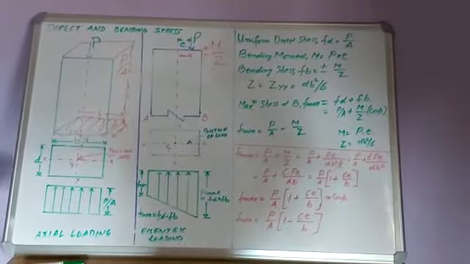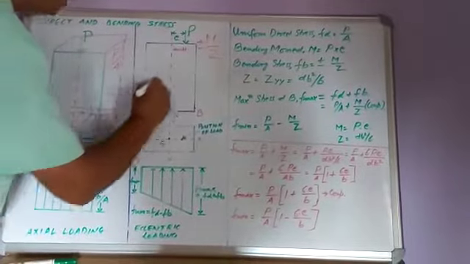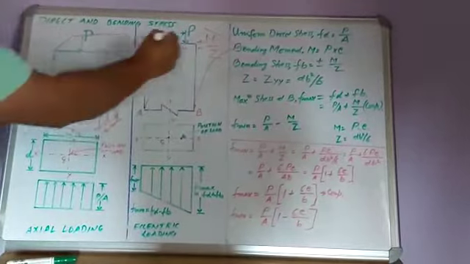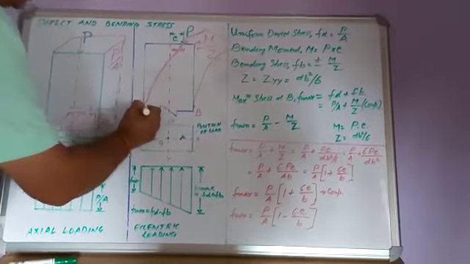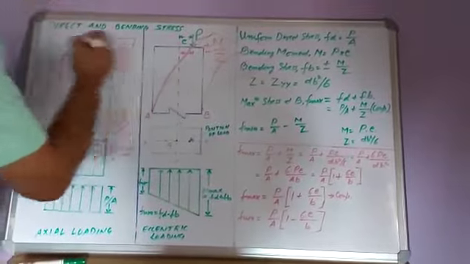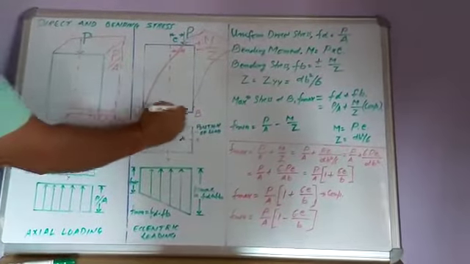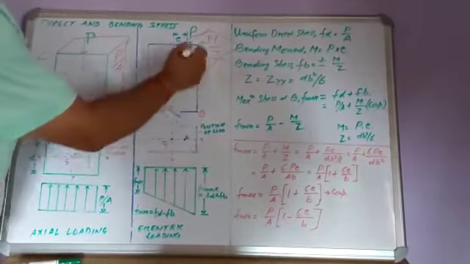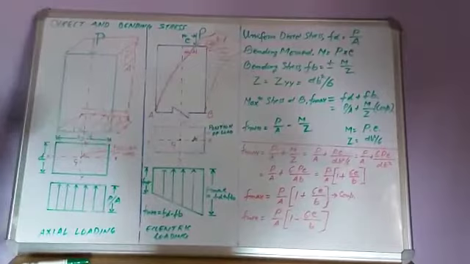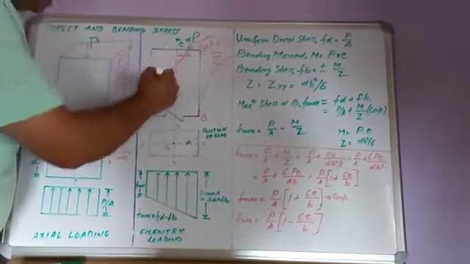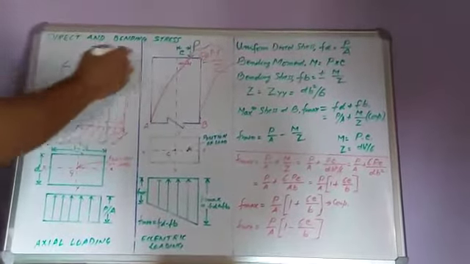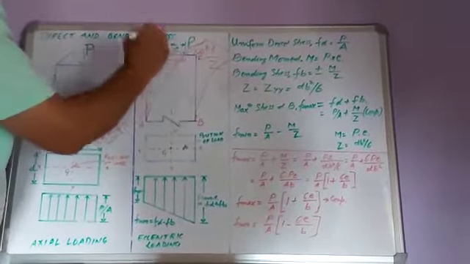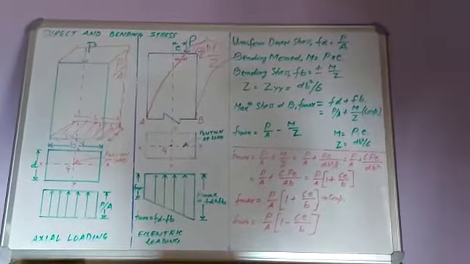Now why positive and negative? Because of this load, this column will bend in this manner. So this fiber is subjected to tension, and this fiber is subjected to compression. So at this edge, since this is compression, it will be indicated by positive, and at this edge, since this is the tensile stress, it will be indicated by a negative value. So that's why it is positive M by Z or negative M by Z.